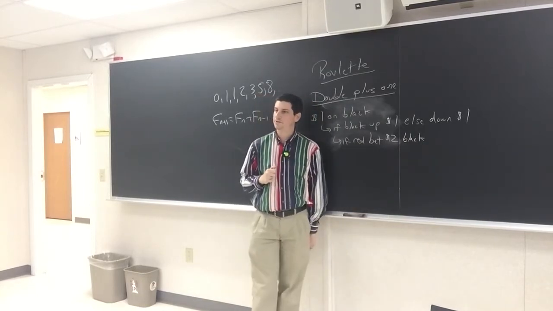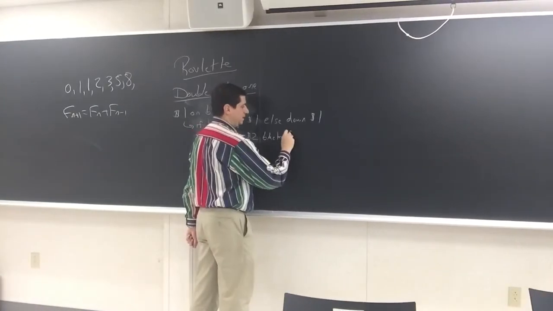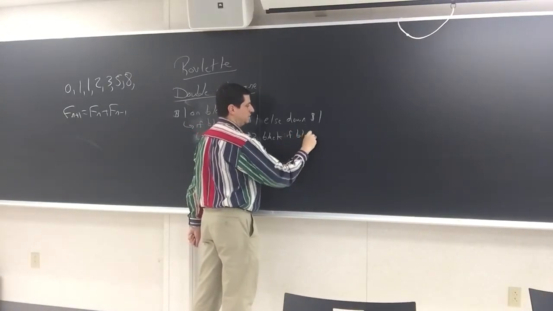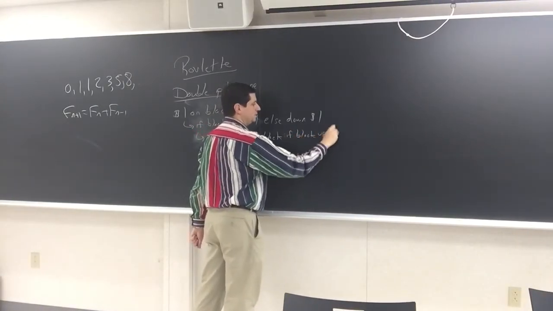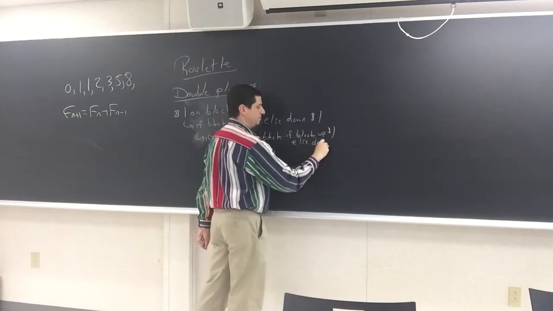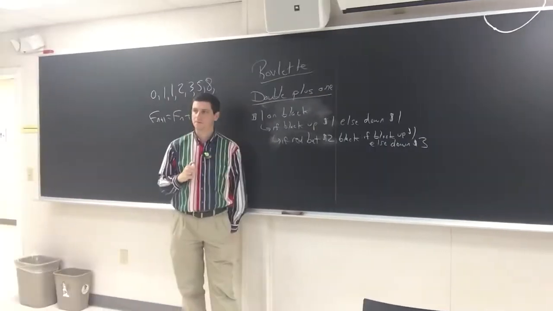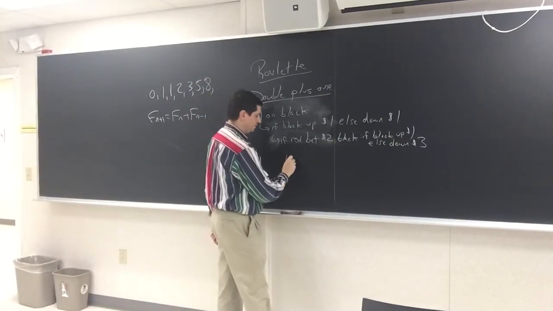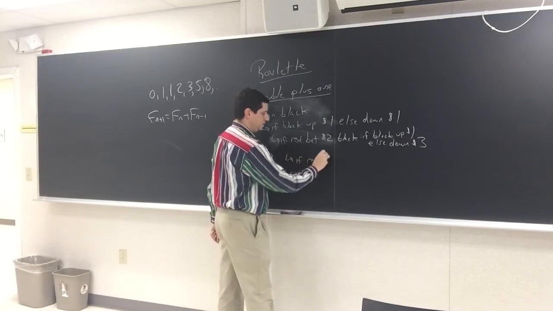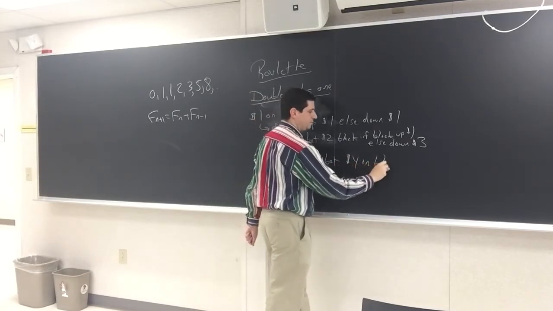If it's black, what happens? So if black, up $1, else what? Down $3. How much should we bet on the next round? So if red, bet $4 on black.